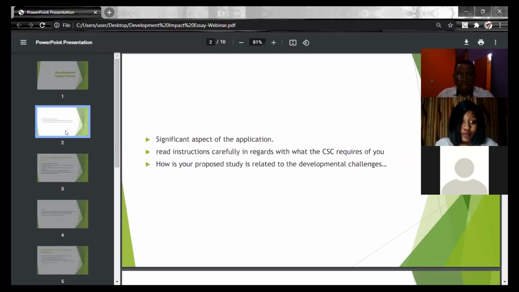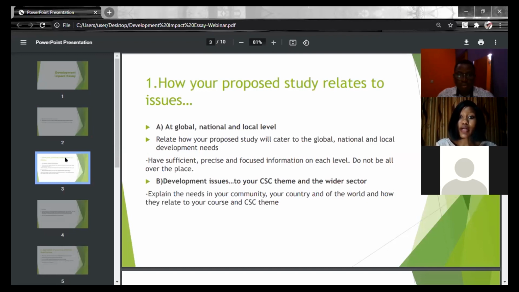Okay, so we'll go on to the first question. How is your proposed study related to development issues at the global level, national level, and local level? As I said, you've been given 250 words for that first question. Do show how your course is related to these issues globally, nationally, and locally. Be precise, be focused, do not be all over the place. Show first how, if you take your MSc course in water treatment, that is going to solve the development issues globally, nationally, and locally.